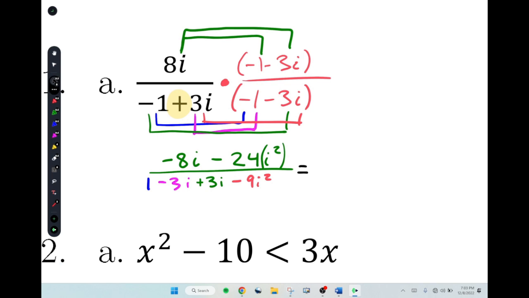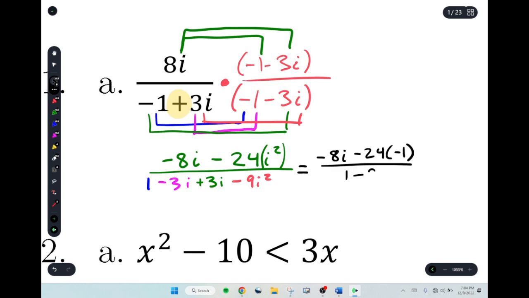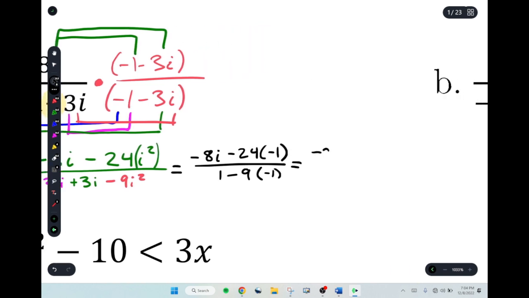So then we work that all out, and we end up with negative 8i. Ooh, i squared is something I guessed there was an extra thing you need to know: what i squared is. Indeed. All over 1 minus negative 9, which is negative 8i plus 24 over, looks like, 10.